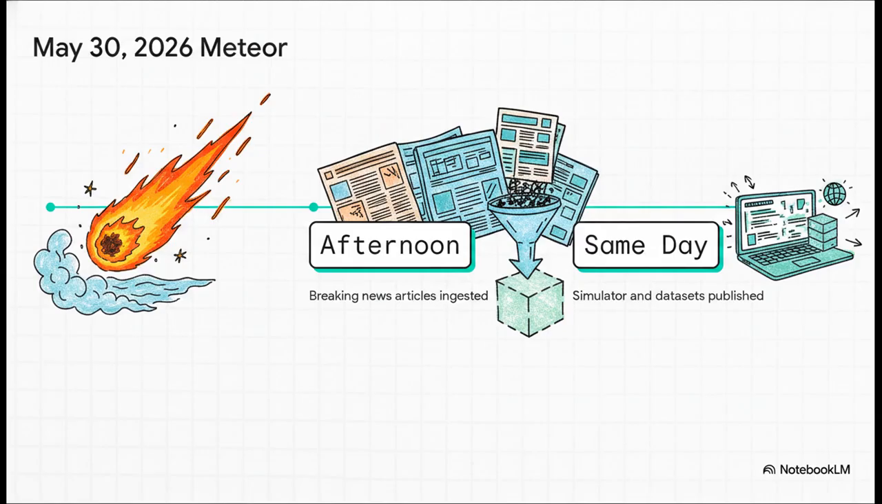On May 30th, 2026, a meteor was reported exploding off the coast of Massachusetts at exactly 2:11 p.m. By that exact same afternoon, DBbun ingested the breaking news articles. Now, we're not talking about archival, peer-reviewed papers here, but live, rapidly developing news. And they published a fully functional Python simulator and synthetic datasets all on the very same day.